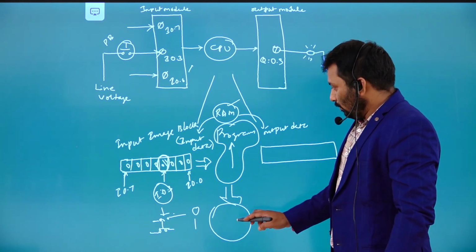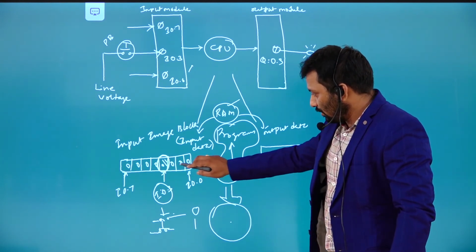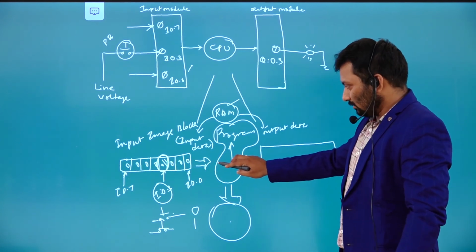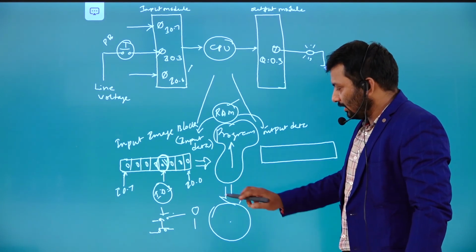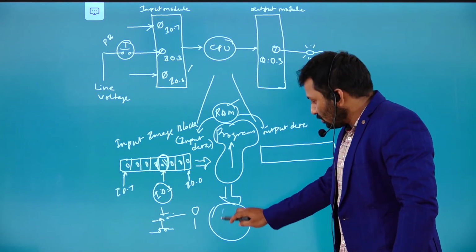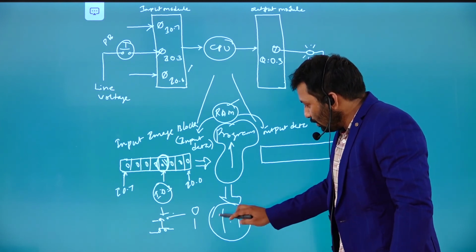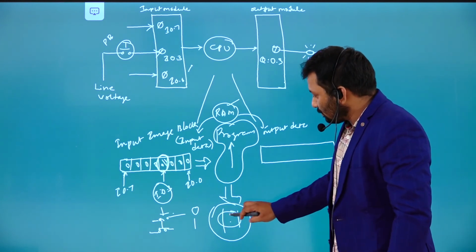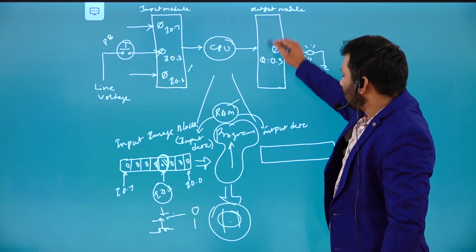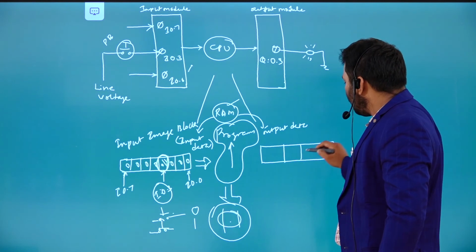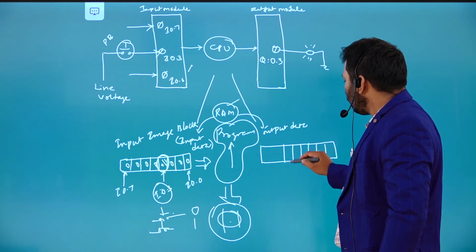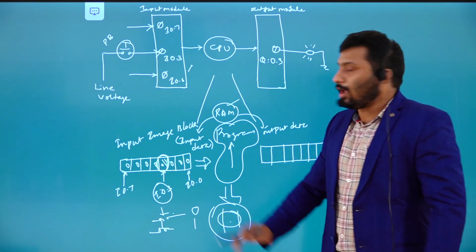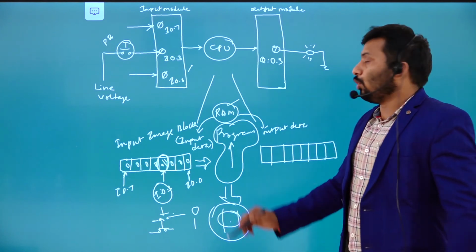So for this particular program, this input image block is going to act like an input. After execution of this program, whatever you write here is going to update the data which needs to go out through the 8 terminals of the output module.